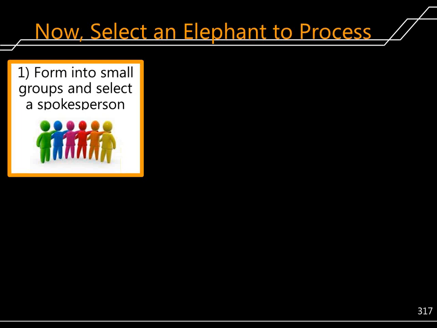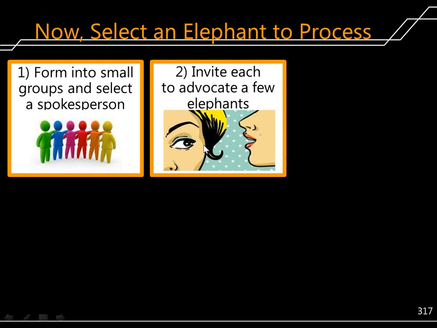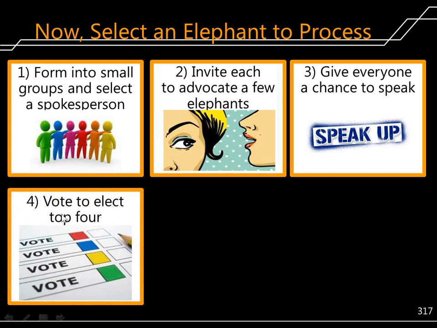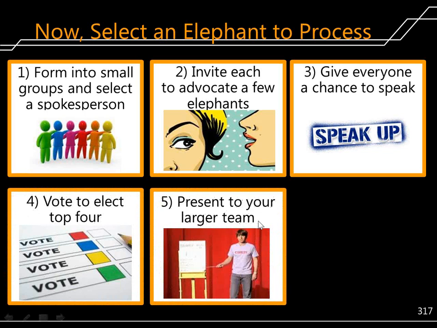And then you hand them out, let them think about them, and have them do some kind of process where they can invite each person in the group to argue the case for 1 or 2 elephants. The first thing they do is select a leader or spokesperson for the team, then get the team members to talk about it. The spokesperson makes sure that it moves in an orderly way, it doesn't take too long, and everybody gets a chance to talk. Then they should do some kind of voting process to pick the top 3 or 4. Then the small groups present them to the larger team.